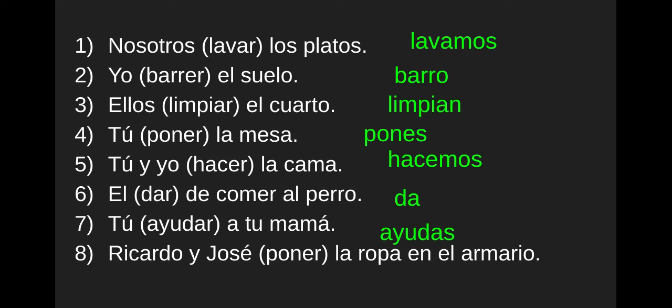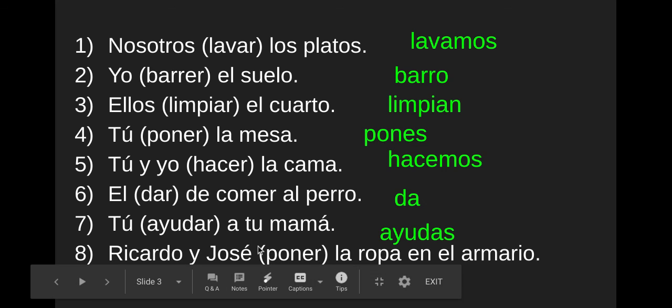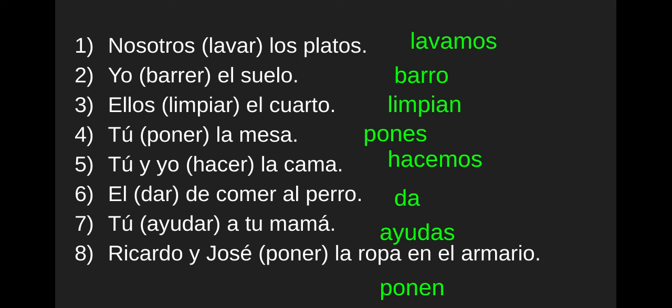Last example. Ricardo y José poner la ropa en el armario. We have an ER verb in the ellos form. We have ponen. Ricardo y José ponen la ropa en el armario. Ricardo and Jose put the clothes in the closet. Okay, so go back and watch this again if you were not sure where I got all the endings from, because it's something that you need to know.